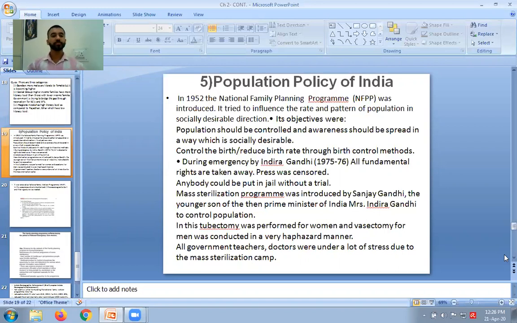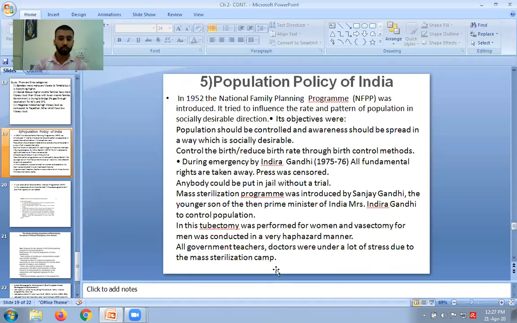This policy tried to control or reduce the birth rate, since we all know that we are among those countries that are facing an overpopulation problem. We have a lot of population, so it's important to curtail or reduce the birth rate as much as we can, because if we are able to control or reduce the birth rate, only then will we be able to reduce the growth rate and the overpopulation problem in our country. All right, okay.